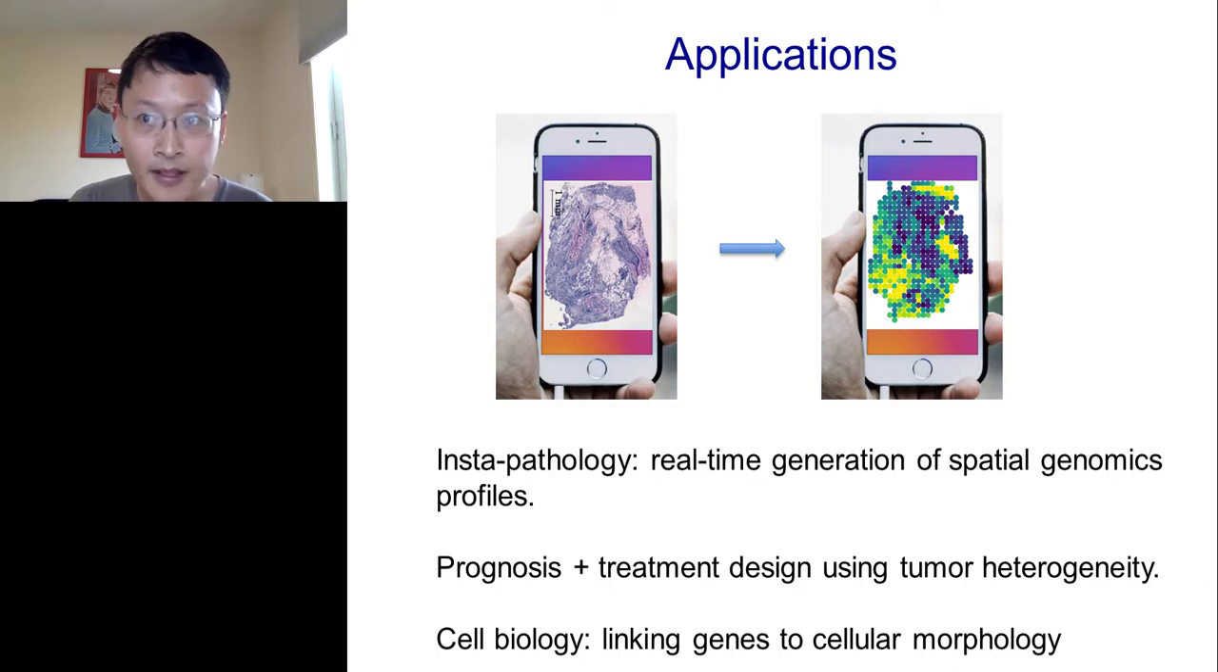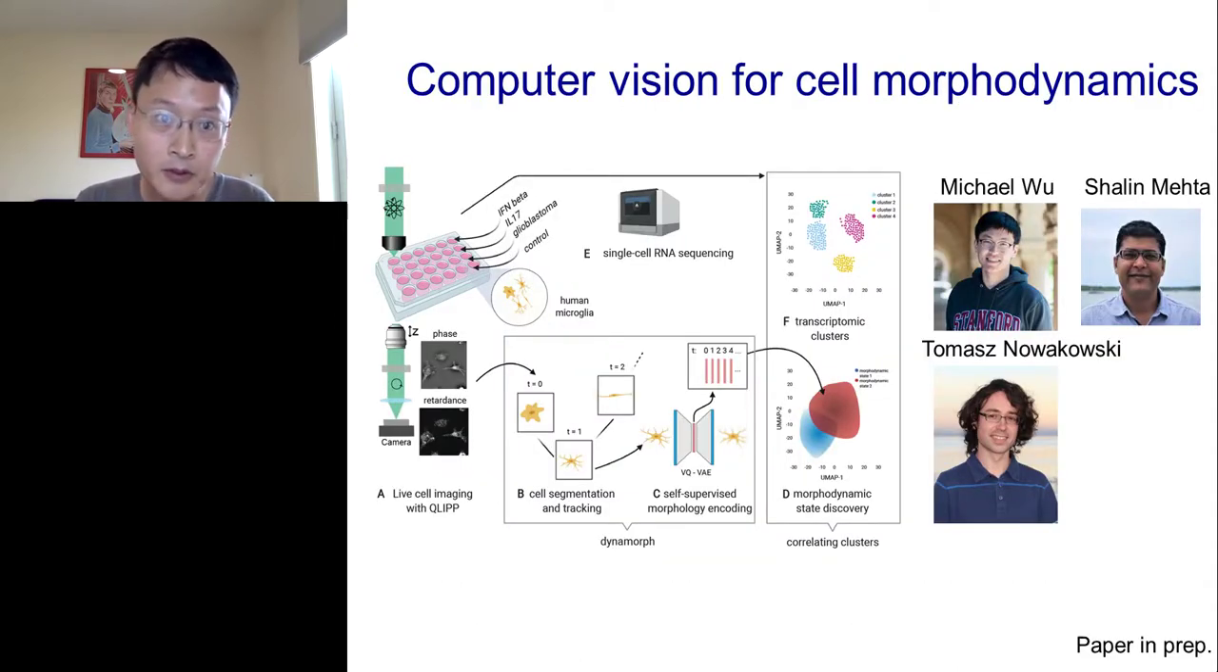Great. And in the second part of this presentation, the second story, I also want to tell you about how similar kinds of computer vision algorithms can, in addition to capturing spatial variations, also capture temporal variations, that is, morphodynamics. This is a collaboration with my fantastic colleagues, Shalin, who's at the BioHub, and Tom, who's at UCSF, and it's work led by Michael, who's a great PhD student in my group.